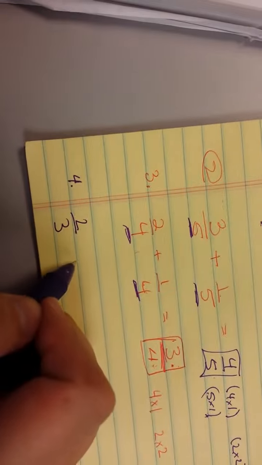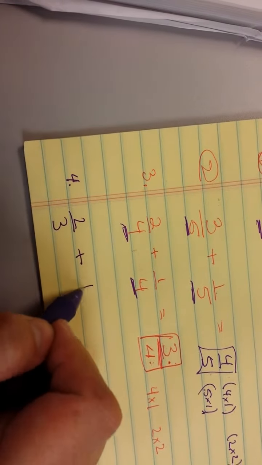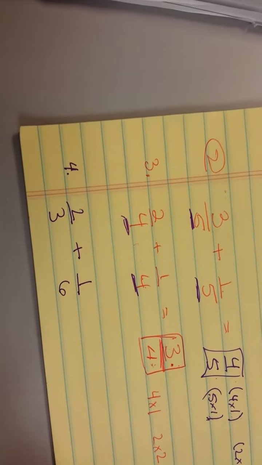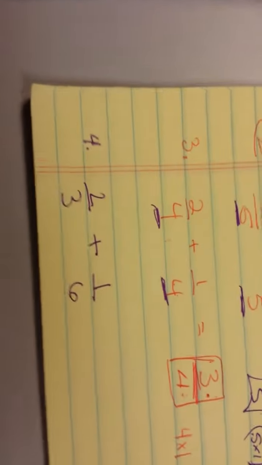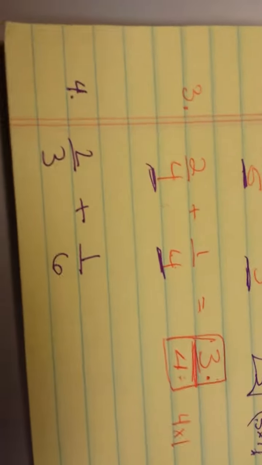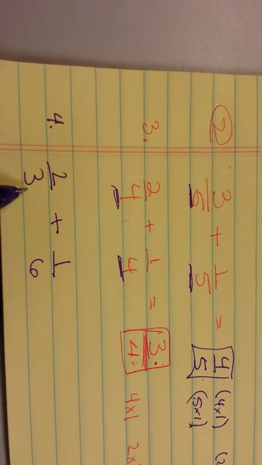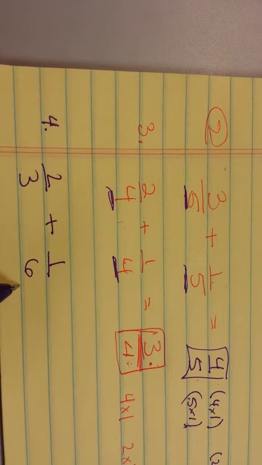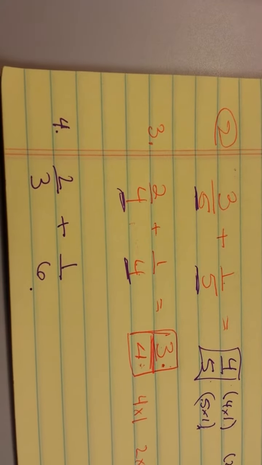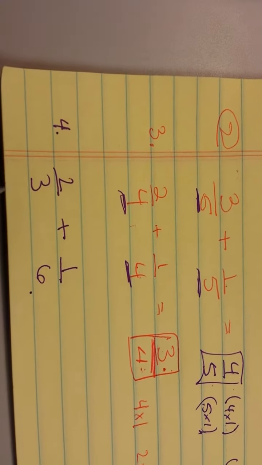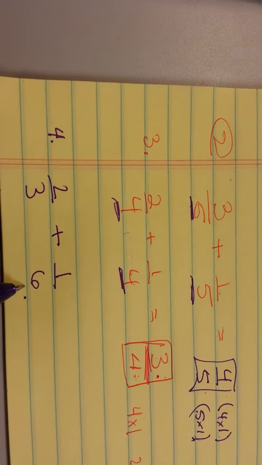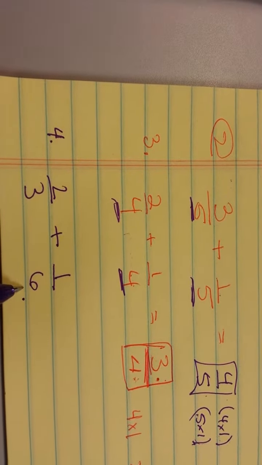Number 4 is 2/3 plus 1/6. Uh-oh, they don't have a common denominator, so we need to find it. There's a couple ways to find the common denominator. One way is to multiply 3 times 6, and then you know that they both go into that number, which is 18. Or you can look at it and say, does 3 go into 6?